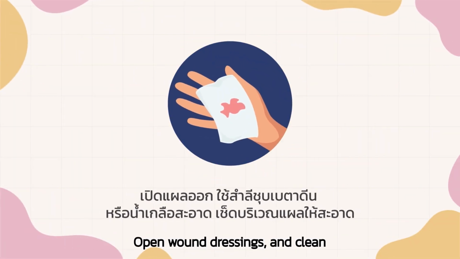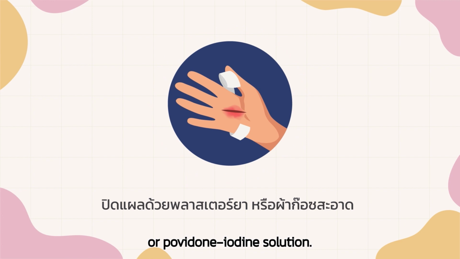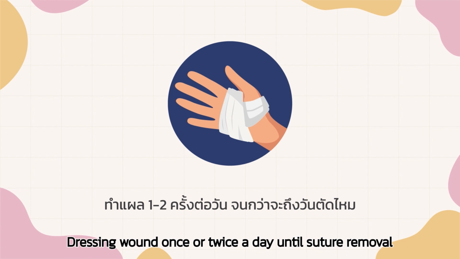Open wound dressings and clean the wound with sterile normal saline solution or povidone iodine solution. Cover the wound with plasters or clean gauzes. Dressing wound once or twice a day until suture removal.